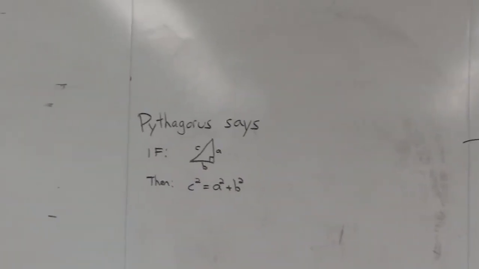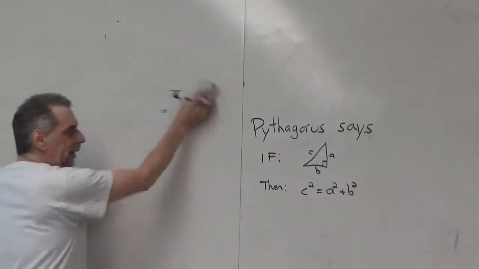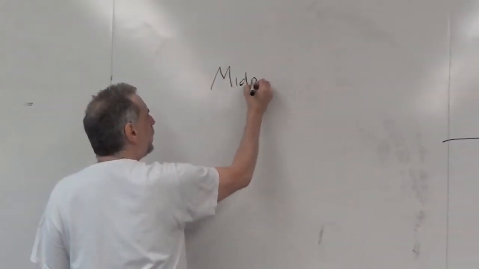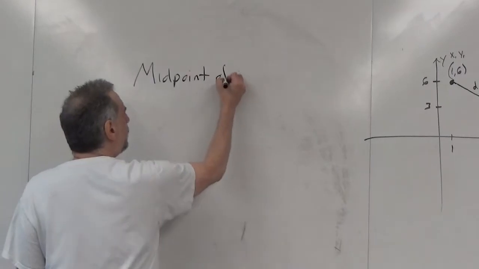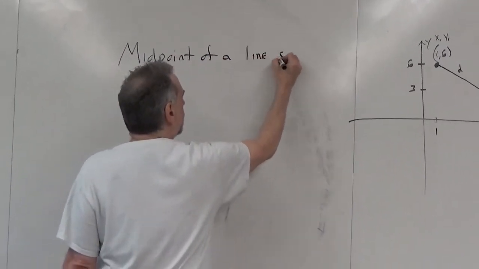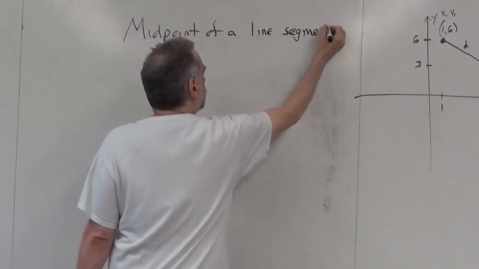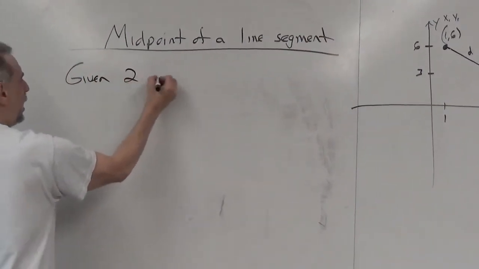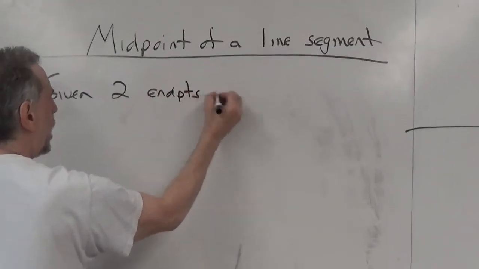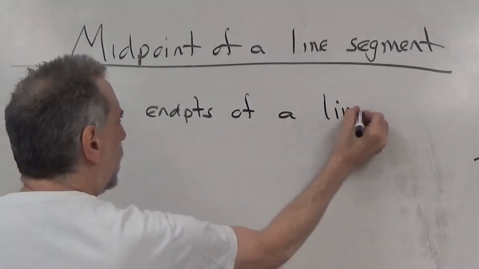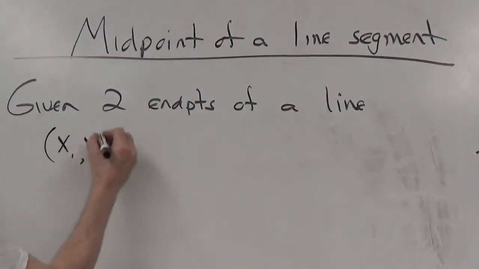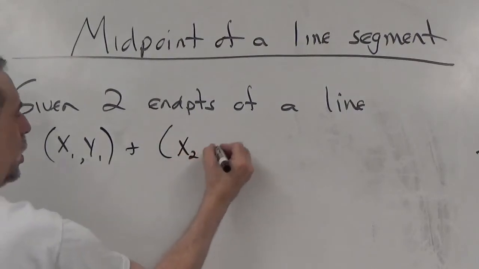So for a line segment, we're interested in what is the length of that line segment, that's the distance, and the midpoint, which is a pretty straightforward calculation. Midpoint of a line segment. All right, so let's say we're given 2 endpoints of a line. Just like we did over there, again, we'll call it x1, y1, and x2, y2.